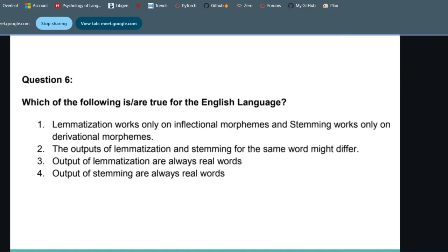Okay, we move on to question number 6. So here again we have a set of 4 statements, and here we'll be discussing which of these are true for English.